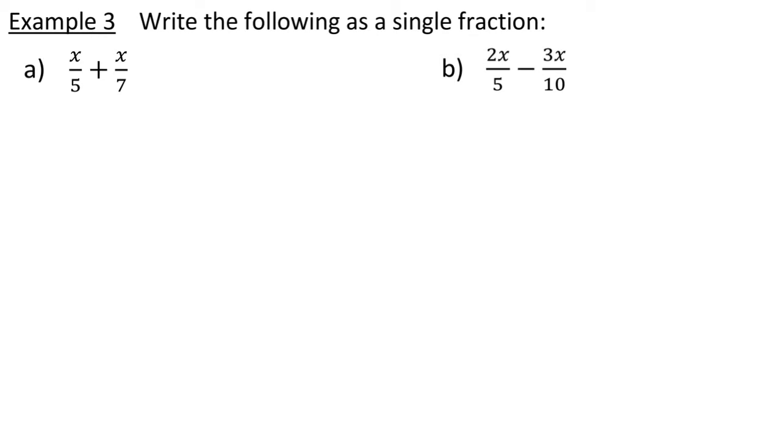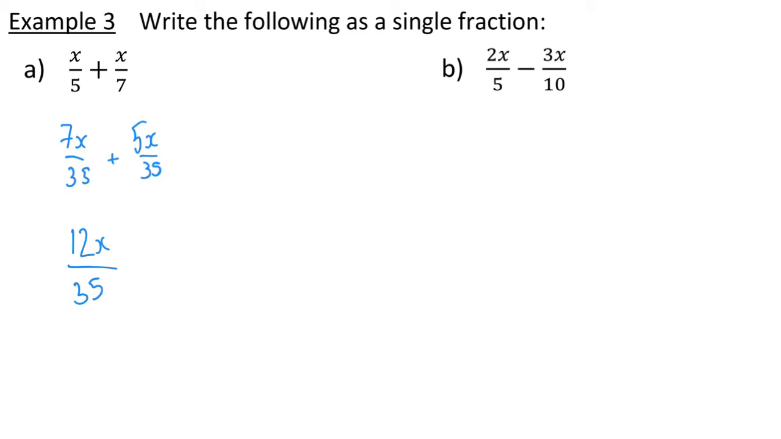Part A, x over 5 plus x over 7. So what we need to do is find the common denominator. So the common denominator between 5 and 7 is 35. To get from 5 to 35, we've multiplied by 7. So we need to do the same on the top. And that's going to turn into 7x over 35. And to get from 7 to 35, we've multiplied by 5. So doing the same in the numerator, and we get 5x. Then we need to add the numerators together. So 7x plus 5x is 12x over 35.